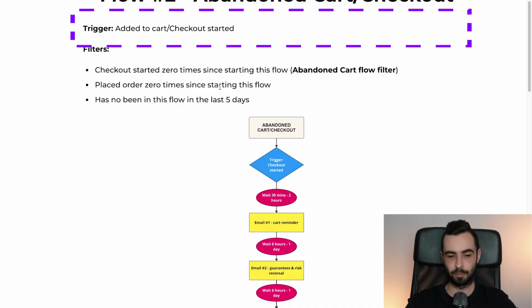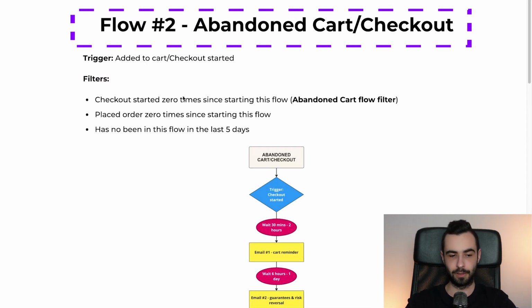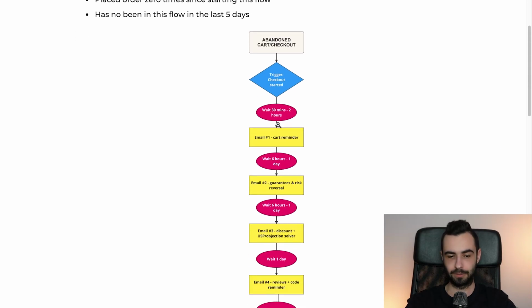So the trigger for both of the flows, or the filter for both of the flows, is going to be the same: has not been in this flow in the last 5 days, and also placed order 0 times since starting this flow. For abandoned cart flow specifically, you want to have one more filter, being checkout started 0 times since starting this flow.